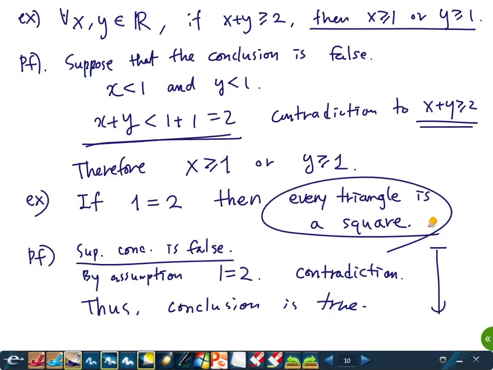So proof by contradiction is like this. I'm going to show you one more example, which is quite famous. The square root of 2 is irrational. This is a very well-known theorem. Proof. I think it's very difficult to prove this directly. But indirectly, we can prove this in a not very difficult way.